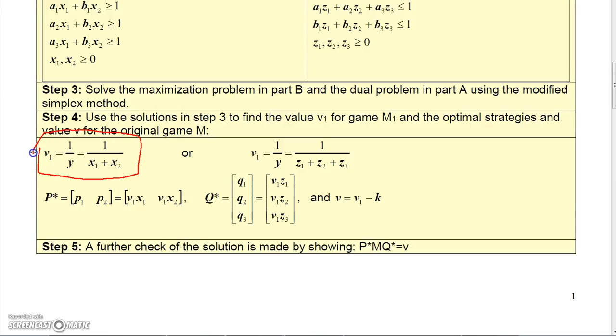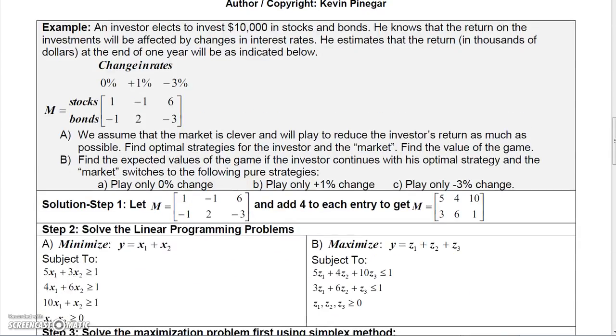And then once we get v1, we can subtract the K from it to get back to the value of v. And we can also get the strategy for P by multiplying v1 times x1 and v1 times x2, and the strategy for Q by multiplying v1 times each of the z values. And then you could also check it if you wanted to. So let's look at a game here.